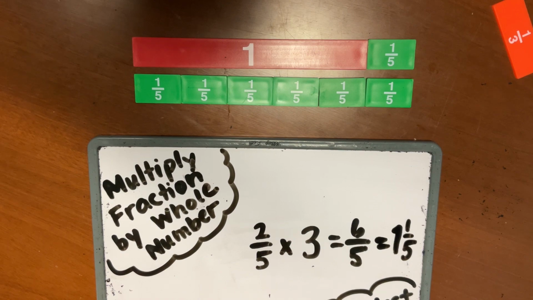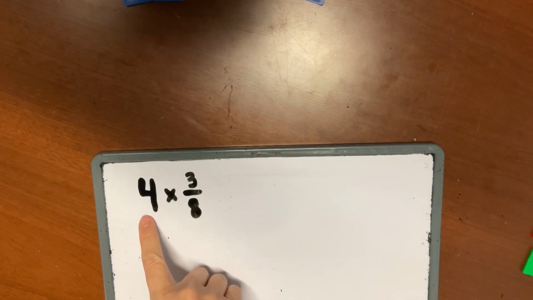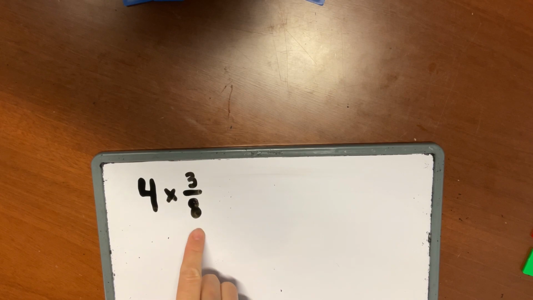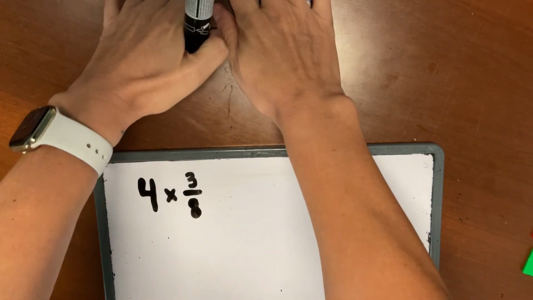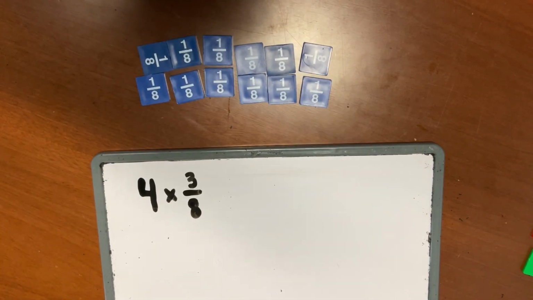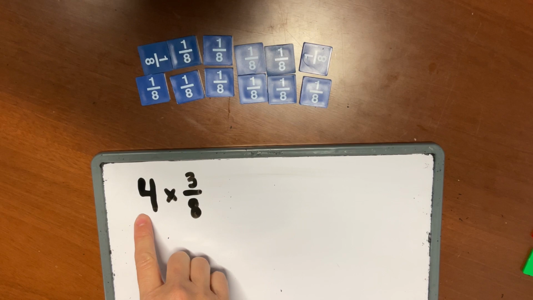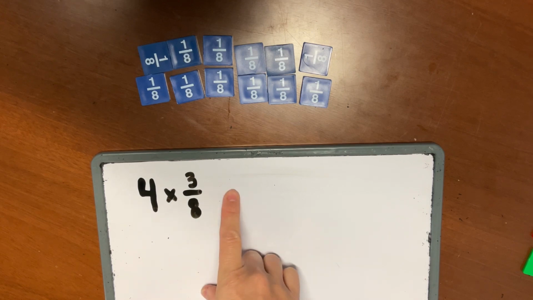Let's try another one. 4 groups of 3/8, or 4 times 3/8. Well, I know these are 8s, so I need to get out the 8s tiles. Go ahead and build this and discover what it is. And then try and do the proper fraction or mixed number as well. Pause the video now and give it a go.